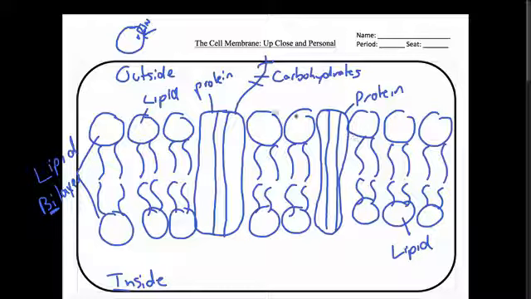Okay, so if we take a look at our cell membrane, we have lipids, 2 layers of lipids that make up the cell membrane. We have proteins that act like transportation tunnels, and we have carbohydrates that are involved in communication. All right, that's it for the cell membrane.